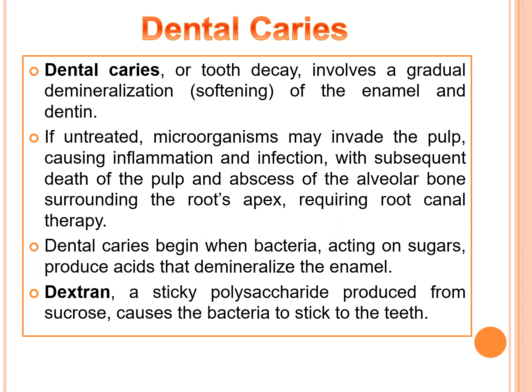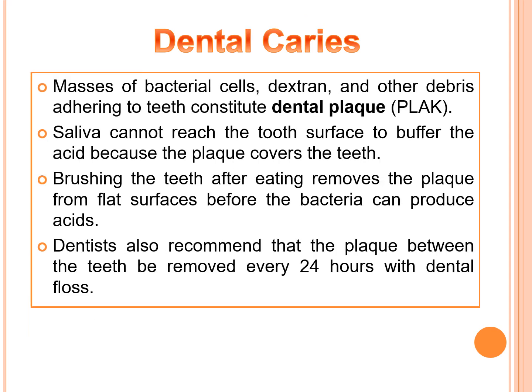Dental caries begin when bacteria act on sugars and produce acids that demineralize the enamel. Dextran, a sticky polysaccharide produced from sucrose, causes the bacteria to stick to the teeth. And masses of the bacterial cells, dextran and other debris adhering to the teeth constitute the dental plaque.